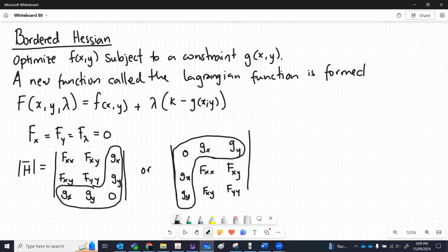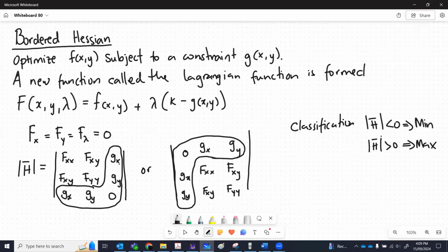Now, how do we classify it? The classification is very simple. If this determinant is negative, then you have a minimum. And if the determinant is positive, then you have a maximum. Okay, so that's basically how we classify it. You'll find this determinant, and if it's positive, you have a maximum. If it's negative, then you have a minimum. All right, so let's look at an example of this.